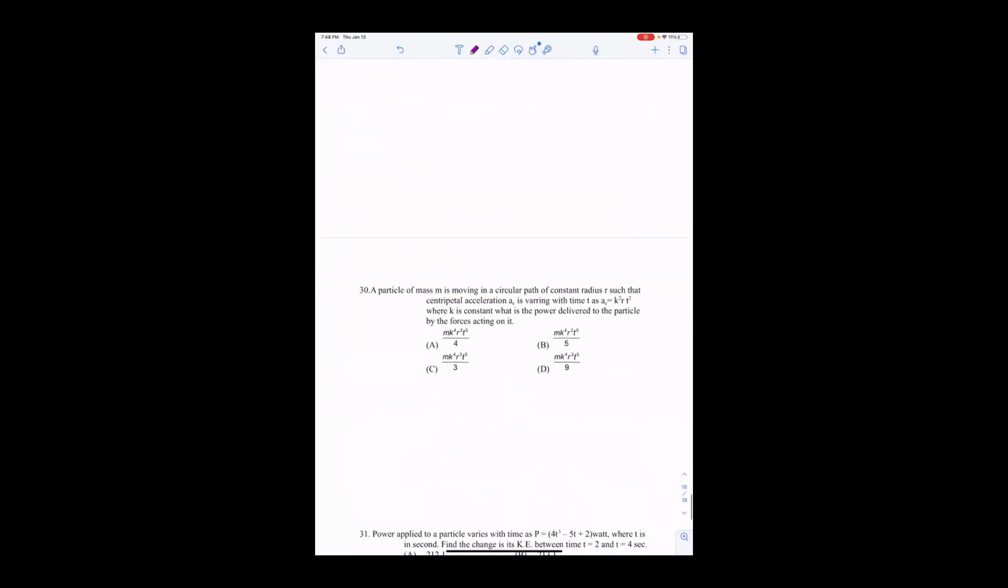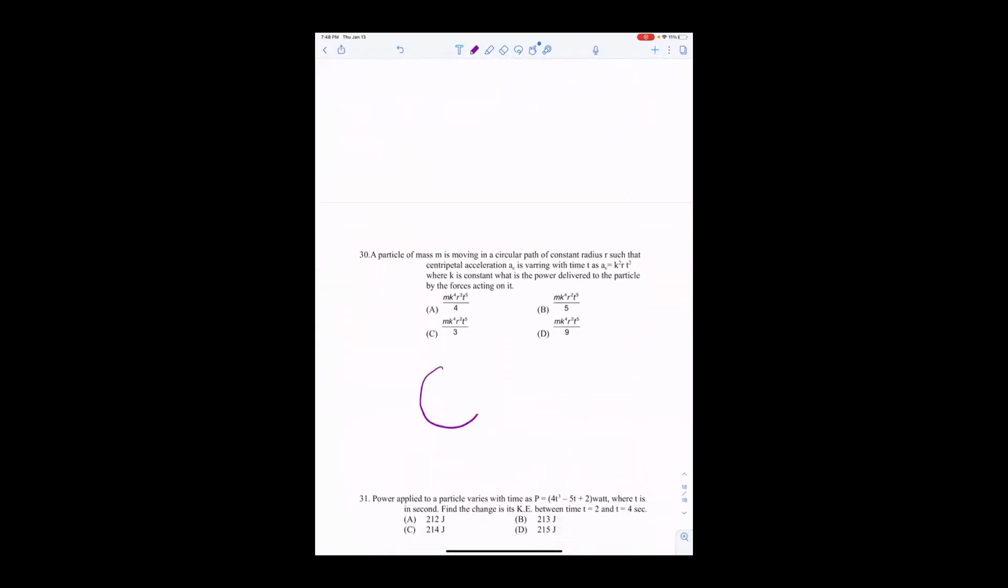Yeah. So 30th one, a particle of mass m is moving in a circular path of radius r. Centripetal acceleration a_c is varying with time: a_c is equal to k square r t square. Centripetal acceleration is v square by r, if you remember, right? Where k is a constant. What is the power delivered to the particle by the forces acting on it?